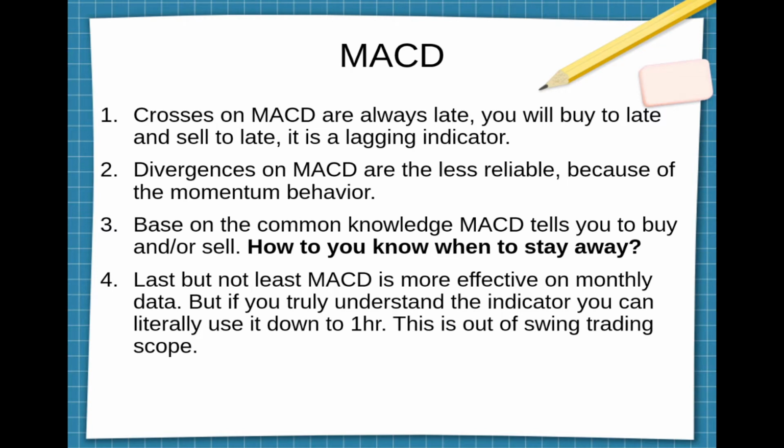Divergences on MACD are less reliable because of the momentum behavior. So you can have a divergence, or you have a fading, and then you cannot use that as a way to expect the next move of the market. It doesn't give you real odds of the next move in the market. Now, based on the common knowledge, MACD tells you to buy or sell. So this is one of the biggest weaknesses of MACD.